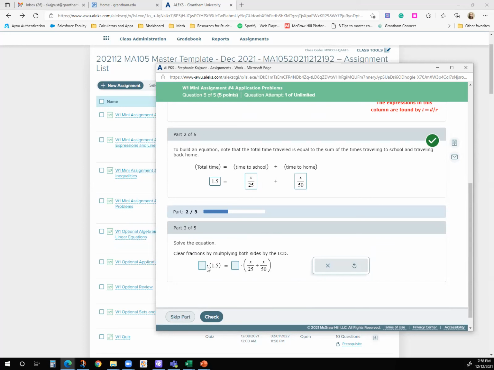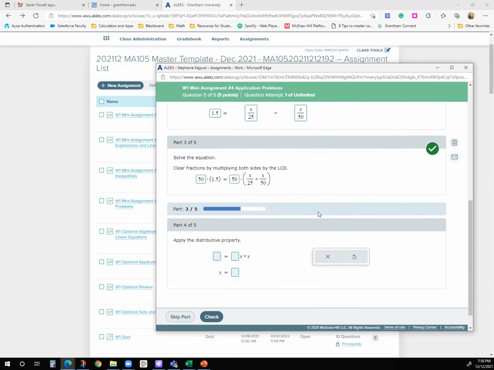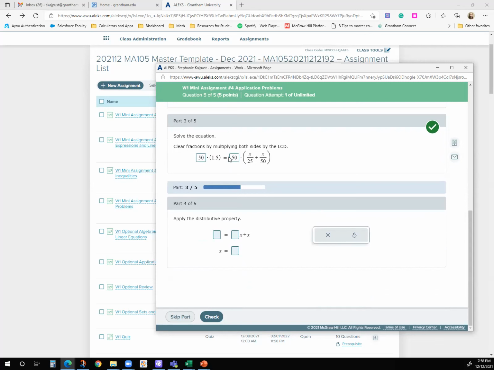They're telling you we're going to get rid of fractions. So you want to multiply by the common denominator, which is 50 in this case, because we've got 25 and 50, and 50 is the common denominator. So I just typed that in. On the left, I get to multiply that out, so I can just do that on the calculator.